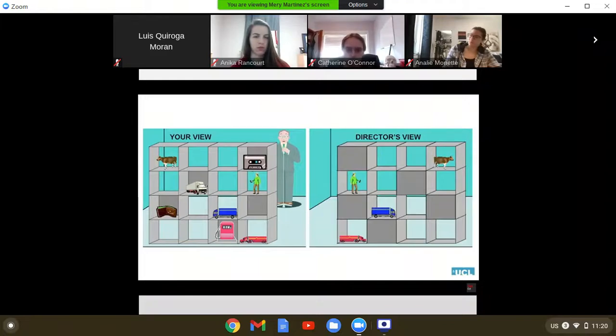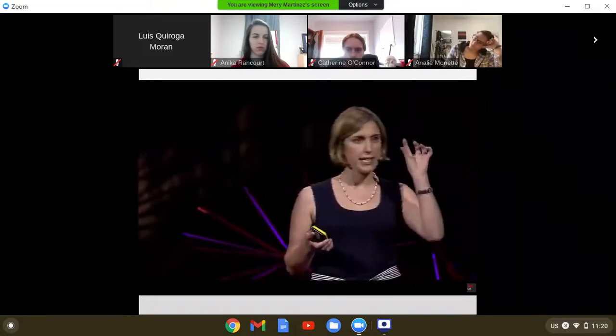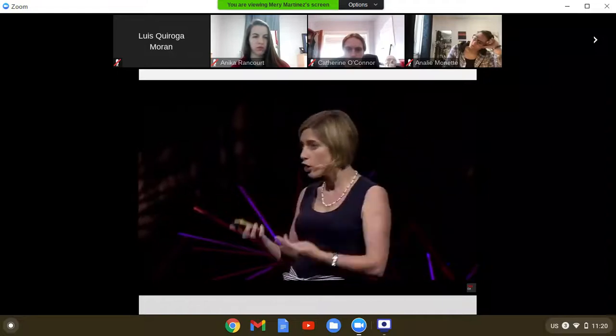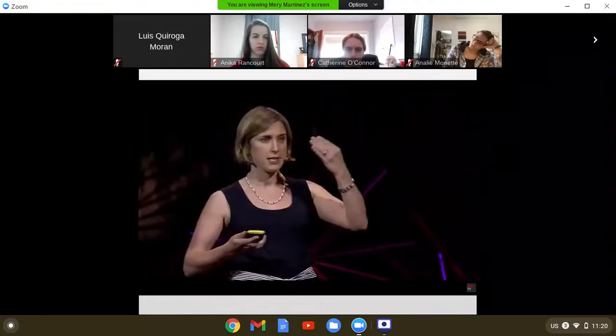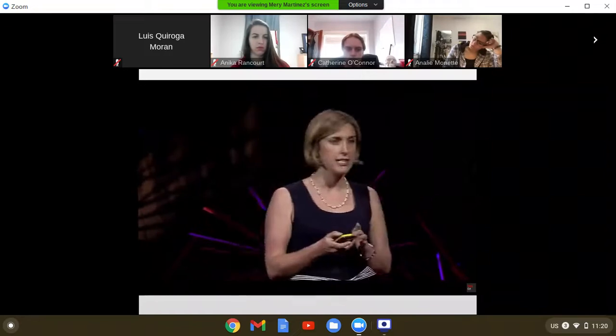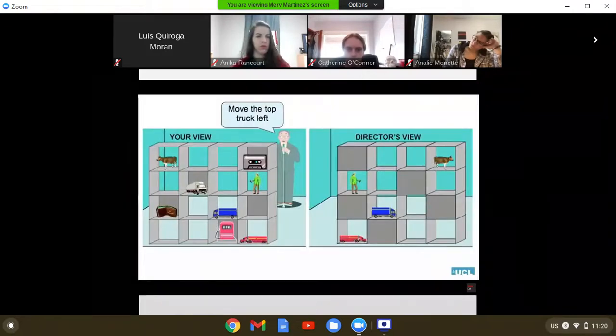Now, your task is to move objects around. The director, standing behind the set of shelves, is going to direct you to move objects around. But remember, he's not going to ask you to move objects that he can't see. This introduces a really interesting condition whereby there's a kind of conflict between your perspective and the director's perspective. So imagine he tells you to move the top truck left. There are 3 trucks there. You're going to instinctively go for the white truck because that's the top truck from your perspective. But then you have to remember, oh, he can't see that truck, so he must mean me to move the blue truck, which is the top truck from his perspective.